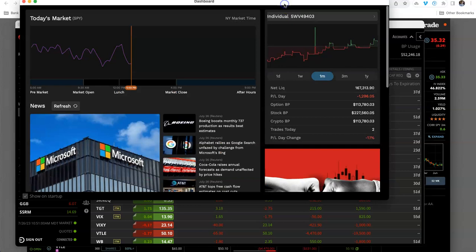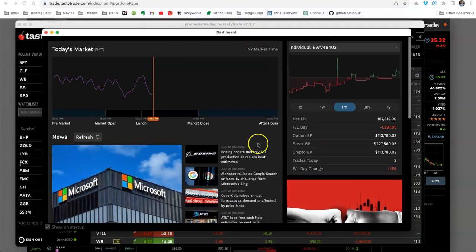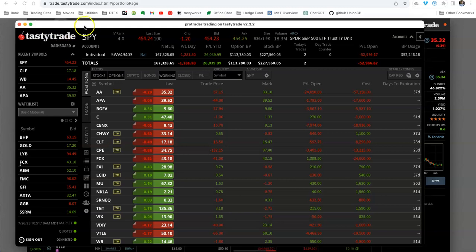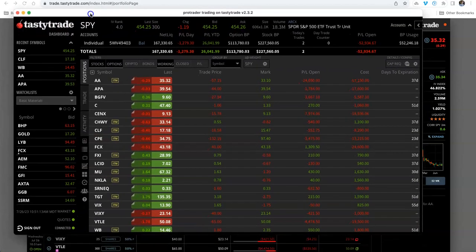You get a nice little welcome window, not the worst thing. You can kind of see net liquidity, daily profit loss, some of that stuff. It's kind of interesting, a little bit of news, so on. But here is the platform itself. Now, this isn't the web.